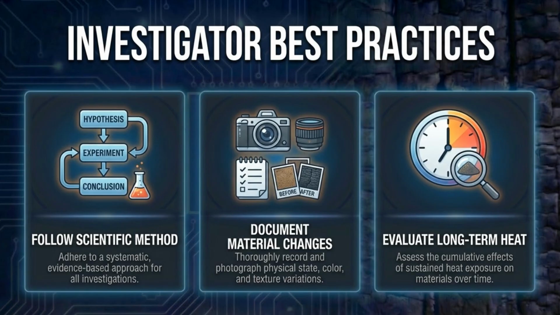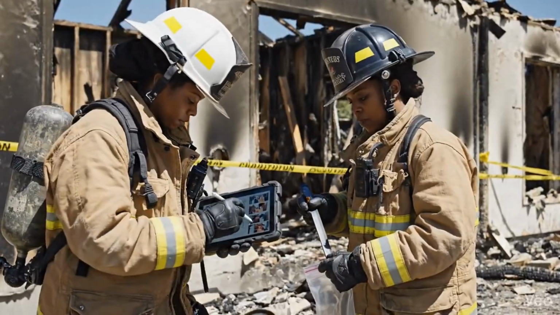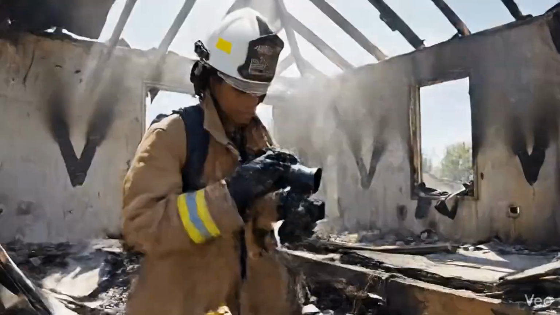Prolonged heating can significantly alter materials. Investigators should carefully document color changes, depth of charring, texture, cracking, and transitions from wood to char. These physical changes provide critical evidence of carbonization and long-term heat exposure. Investigators must assess not only temperature, but also duration of exposure. Low-level heat applied over long periods can reduce ignition resistance and lead to smoldering ignition. Evaluating cumulative heat effects is essential to understanding delayed fire development.